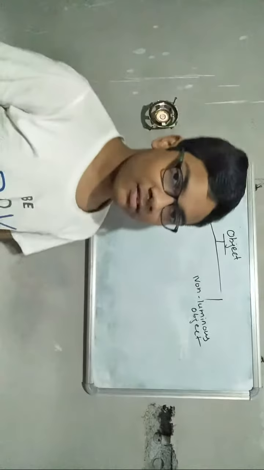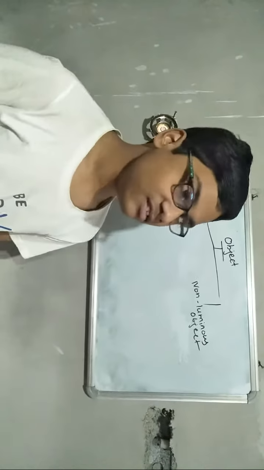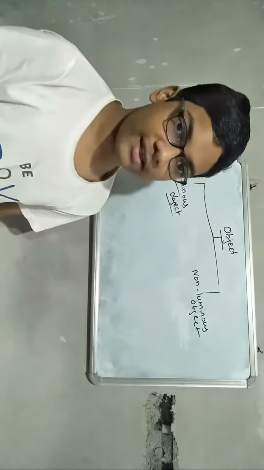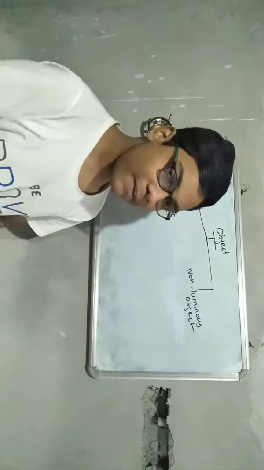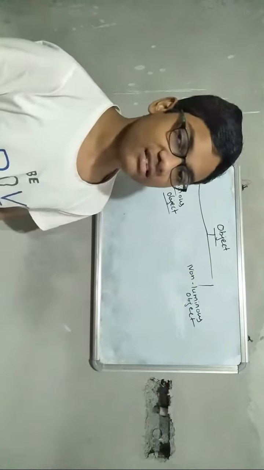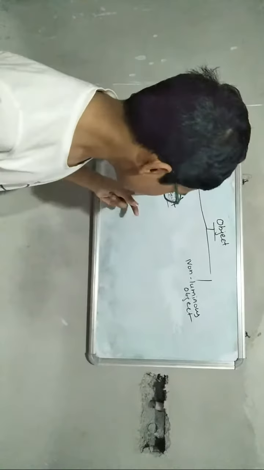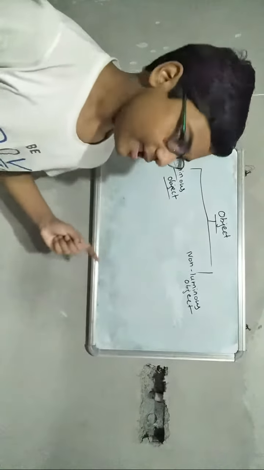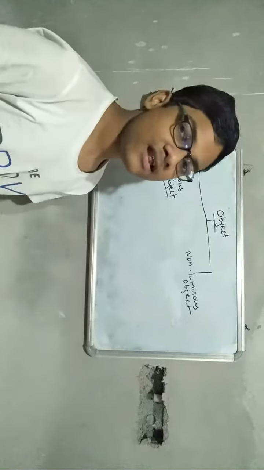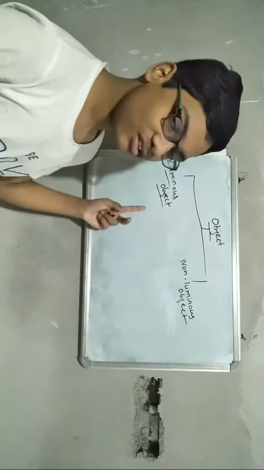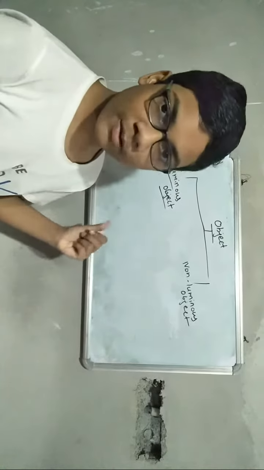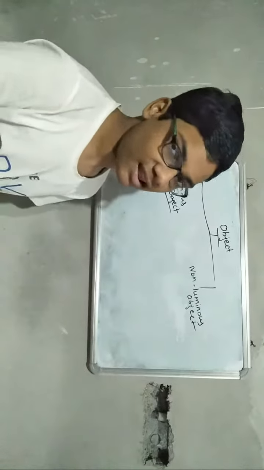The object that emits its own light, means it produces its own light, and is not dependent on any other object. It is independent, and it does not reflect the light of other objects. These types of objects are known as luminous objects. The main property of it is that it emits light.